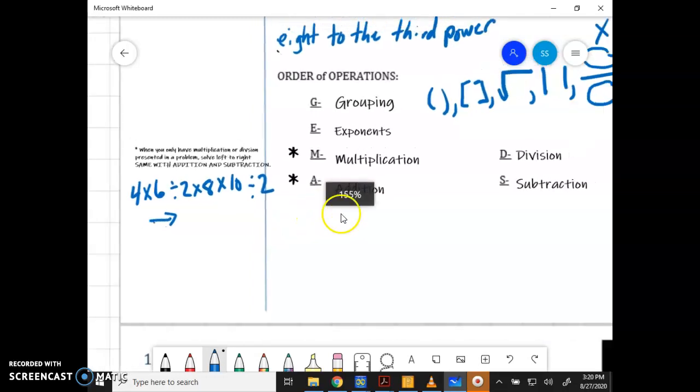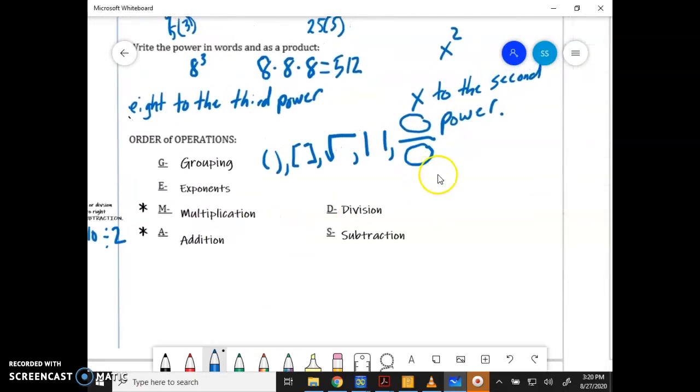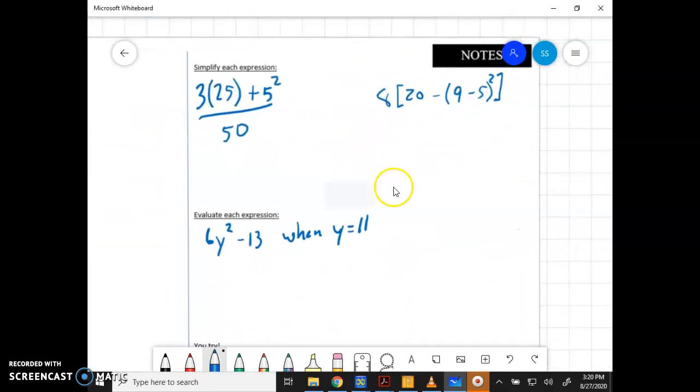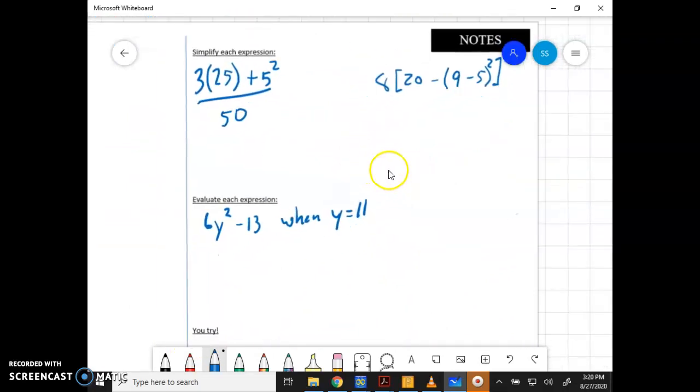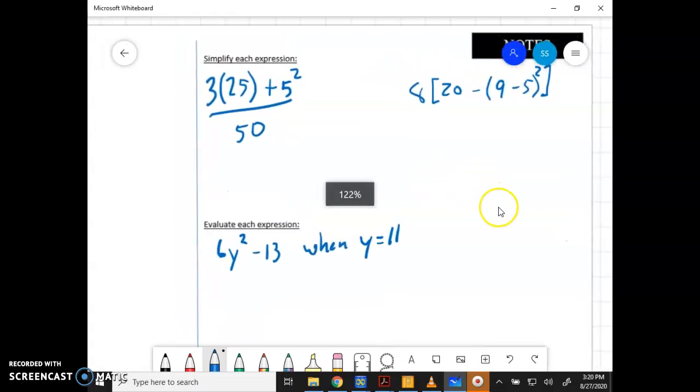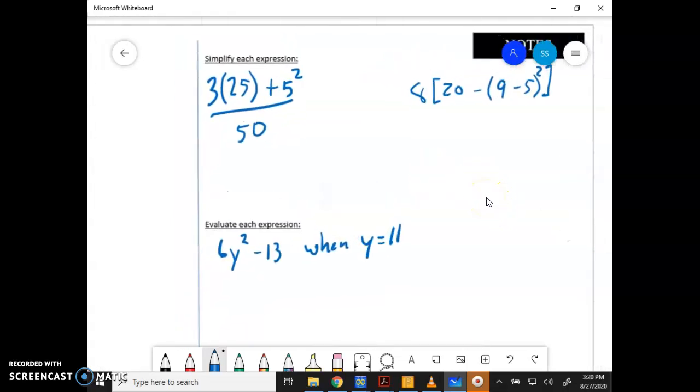All right, so let's practice some of these. I've written out a few practice problems here. We're going to simplify these expressions using GEMDAS. I like to write GEMDAS on my paper. If you want to put the M and the D next to each other and the A and the S, that would be fine, just to remind yourself that those are like equals.